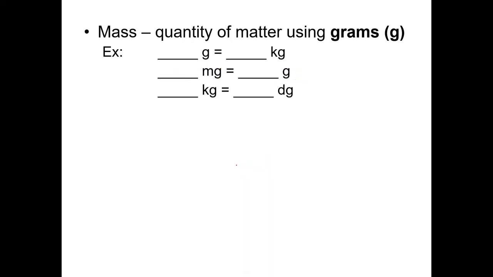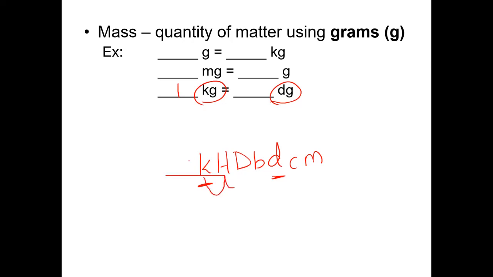Okay, one last one. So for this one, I've got kilo and deci. King Henry died by drinking chocolate milk. I've got my kilo and my lowercase d, my deci. Kilo is furthest to the left, so I put a 1 next to that. And I'm going to move 1. Oops, sorry guys, I don't know why I put in that little line. Let me get rid of that. Okay, so I'm going to move 1, 2, 3, 4 places. So I need a 1 with 4 zeros, which gives me 10,000 decigrams for every 1 kilogram.